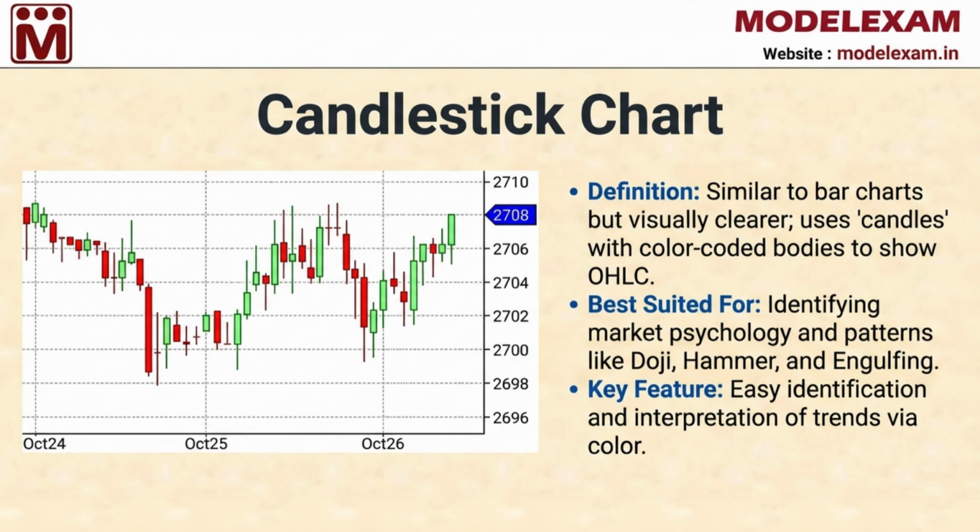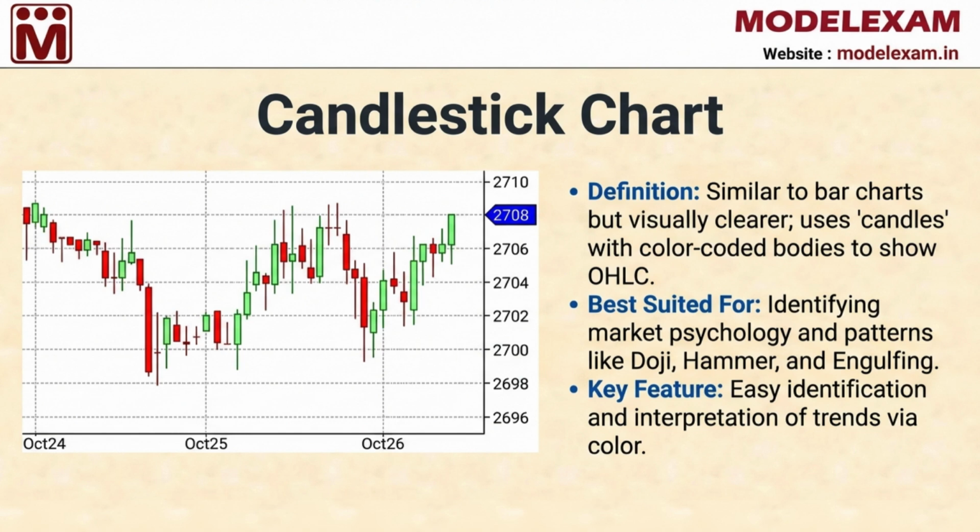A more visual evolution of the bar chart is the candlestick chart. It is defined similar to bar charts but is visually much clearer. It uses rectangular bodies, often looking like candles, to show the open and close. If the close is higher than the open, the body is usually green or white. If the close is lower, it is red or black.